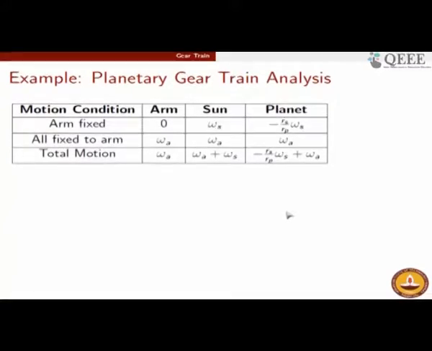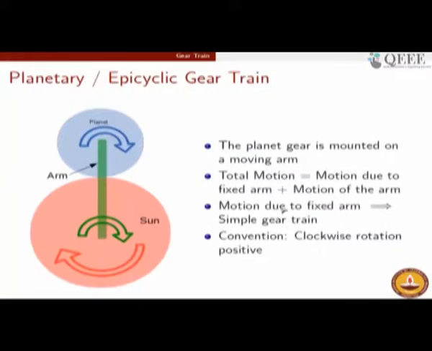So the analysis proceeds in the following manner. We understand that the total motion can be decomposed into two parts, one in which the arm is fixed and the other in which the arm is moving. The total motion of this gear train is the superposition of these two motions, because the one in which the arm is fixed is as good as a simple gear system, and the other, in which everything is fixed to the arm, can be very easily understood in relative velocity terminology.